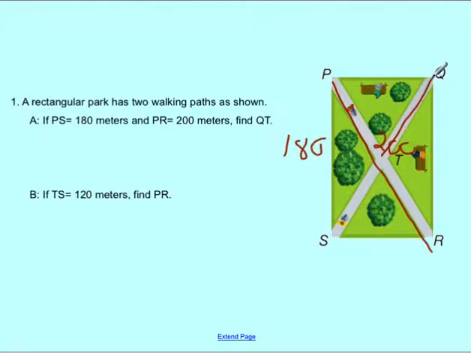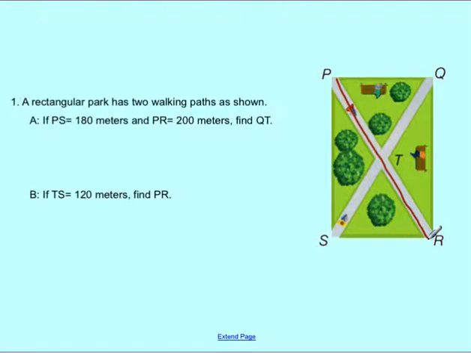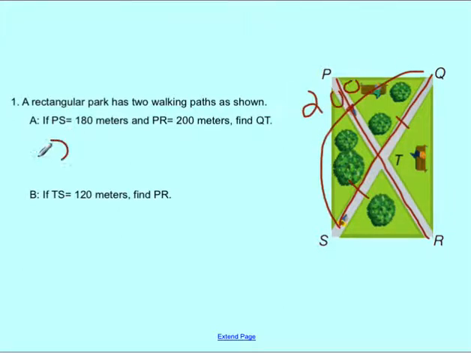Well, remember what we learned. We learned that the diagonals are the same length. Okay, so that means that if this guy right here is 200, that means this whole thing is 200. We also talked about how they bisect each other. So that means this half is the same as this half. So if this whole thing is going to be 200, then QT is just going to be half of that. So then QT is just going to be 100 meters.